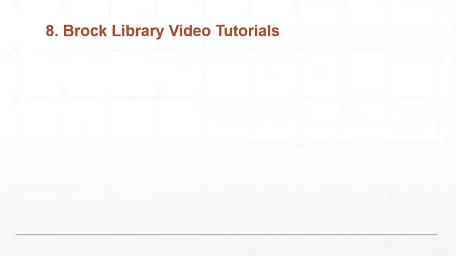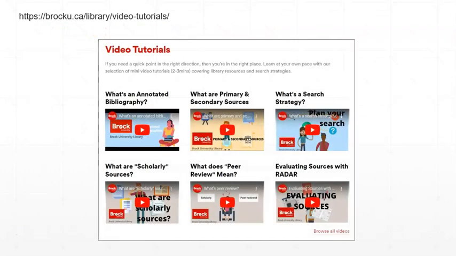Brock Library video tutorials. We don't have too many, but we have a few. They're actually quite good. There's a page that does these sorts of things. They're here, and they're usually posted on YouTube as well. What are primary resources? What's a search strategy? How do you do that? Two of the really important ones are what are scholarly resources?